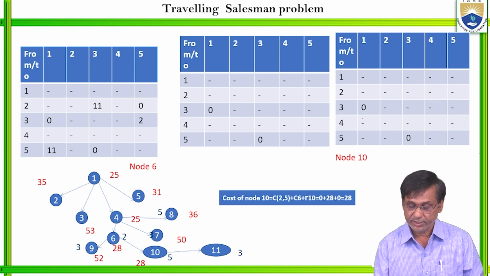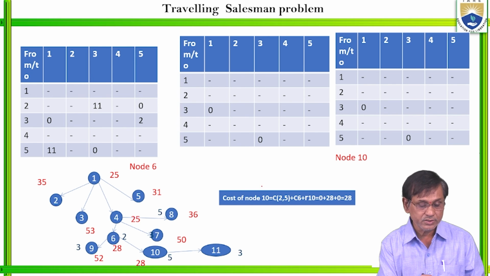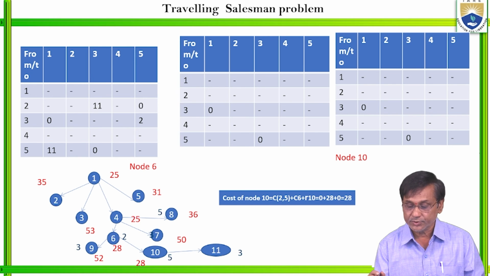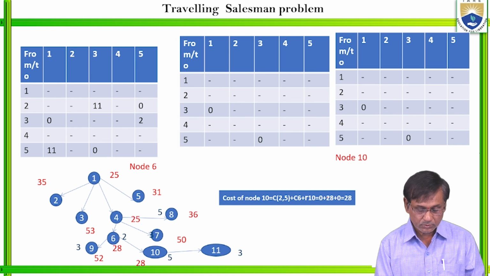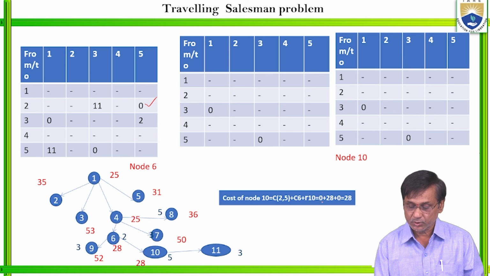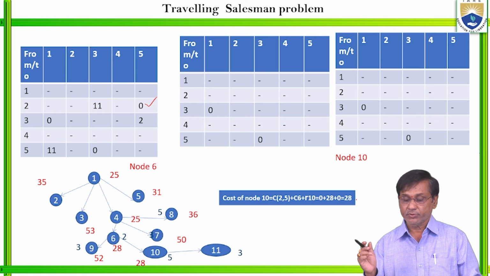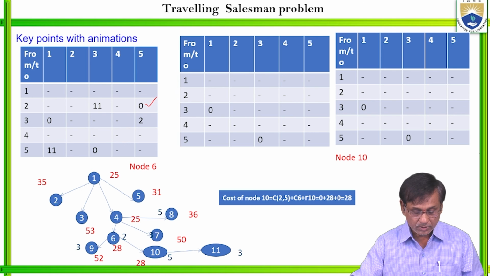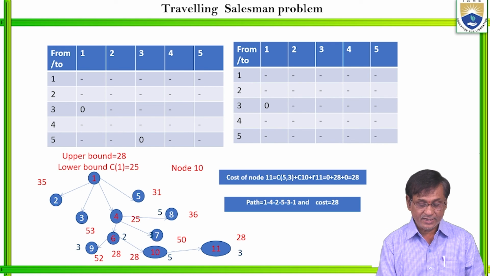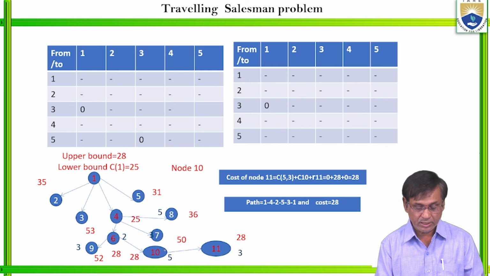So this is the matrix after reduction. There is no possibility of reduction, so it is 0, and the element 5 to 1 is also in the reduced matrix. You can see here, we have to see that this is 2 to 5. 2 to 5 is 0 here, and 0 plus 28 is 28. So after calculating the cost of node 9 and node 10, he has to take the decision.